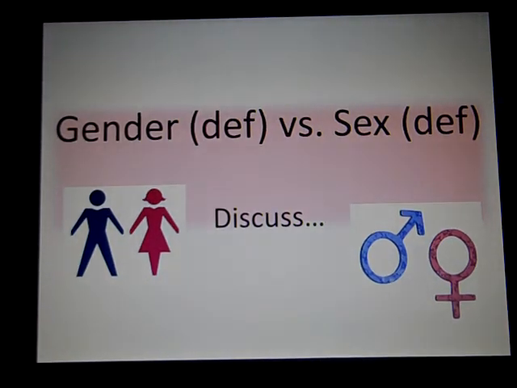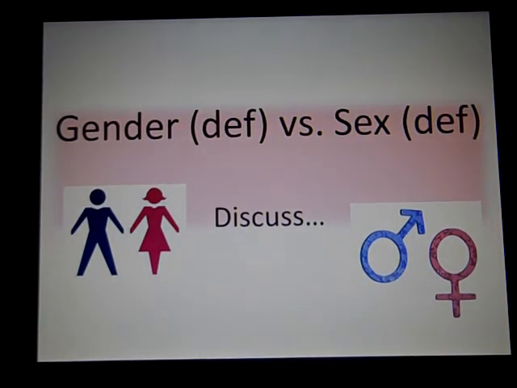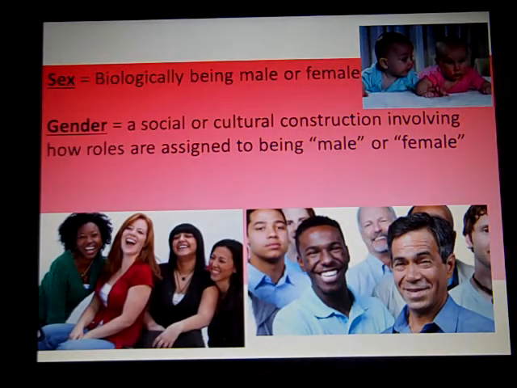Now, I'm going to talk to you about the differences between gender and sex. A lot of people think that they're the same things, or the same constructs, or the same concepts, and they actually are very different. Sex is a biological phenomenon. Sex refers to biologically being male or female. Most of us are born either being male or female biologically.